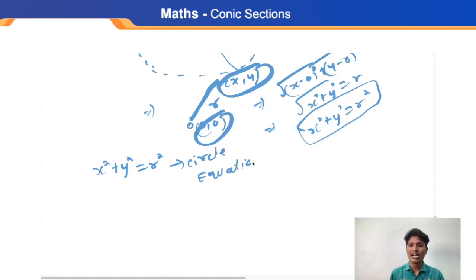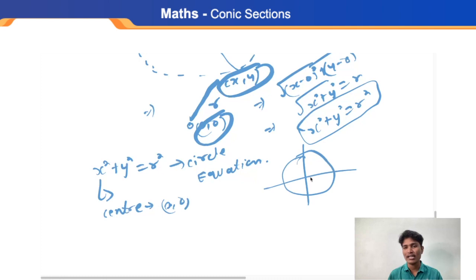When you write a circle equation, you have to understand what the center is. What is the center of the circle? It is 0, 0, which is the origin, because it is placed at the origin. And what is the radius of the circle? The radius of the circle is r.